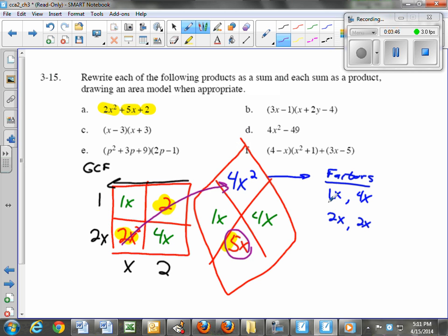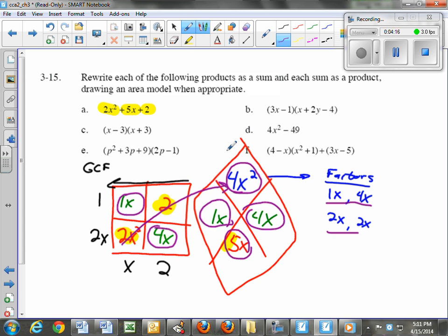We're looking for numbers that multiply to 4x squared and add to 5x. Mr. Job probably had you list out the factors of 4x squared. That'd be 1x and 4x, or 2x and 2x. And then it's a little guess and check to see which ones actually add to 5x. Once you figure out the ones that add to 5x, you just copy those 2 green ones over into the remaining 2 spaces on your box.